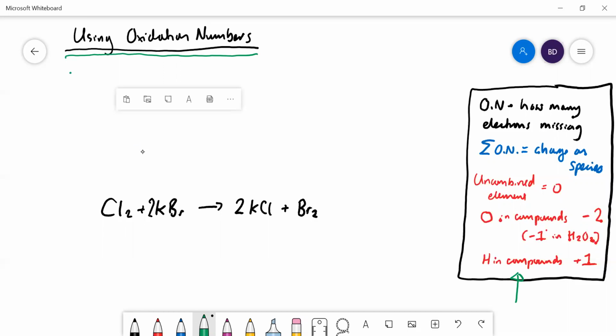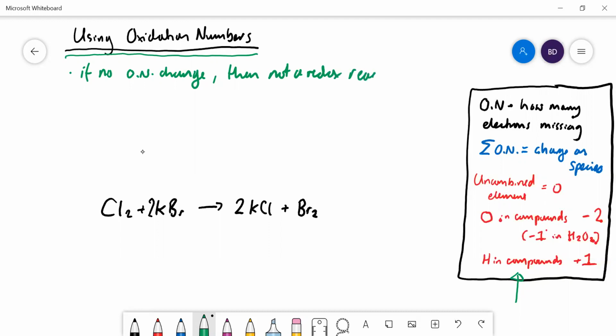Okay, so what we're going to say is, well, if you look at an equation, if no oxidation numbers change, then it's not a redox reaction. So you can identify if something is a redox reaction by assigning the oxidation numbers, looking at the oxidation numbers, and seeing if they change.